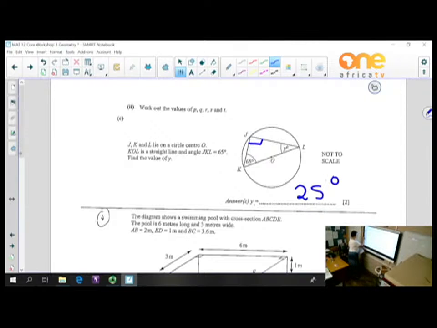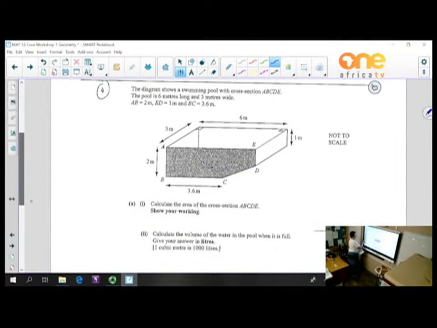25 degrees. Question 4. The diagram shows a swimming pool with cross-section A, B, C, D, E. The pool is 6 centimeters long. So here you've got a nice picture of how it looks. Calculate the area of the cross-section here. This is the one that we have to calculate.